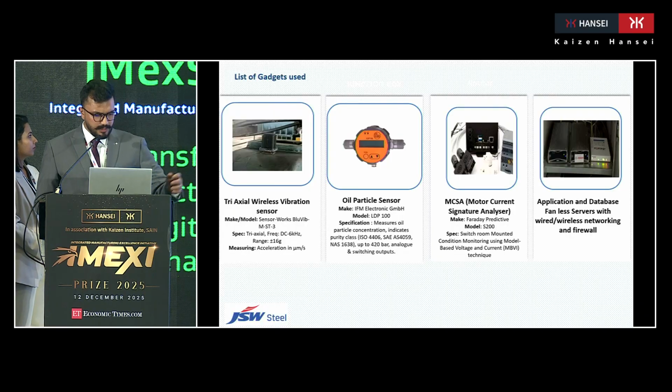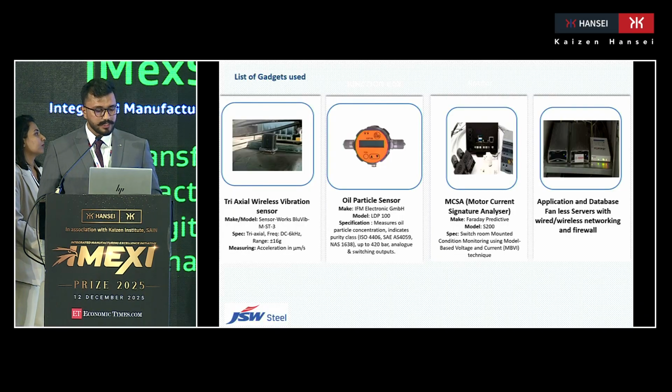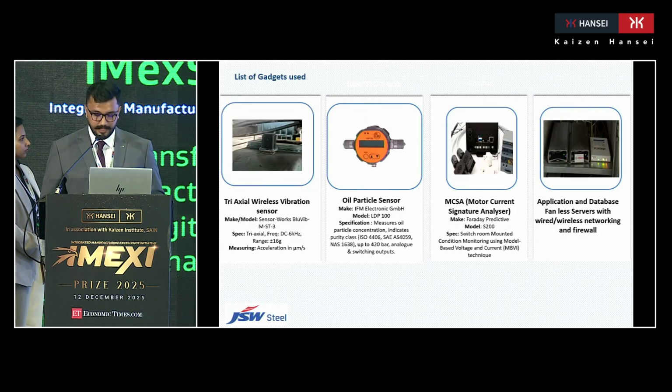So we utilized this wireless triaxial vibration sensor, which has a scan time of 6 kilowatts, that gives us the capability to capture the minor spikes in the vibration that are occurring. This oil particle sensor utilizes the ISO 4406 concept of gravitation method for oil contamination sensing, and the MCSA module, which is using the raw signals of voltage and current to perform frequency domain analysis.